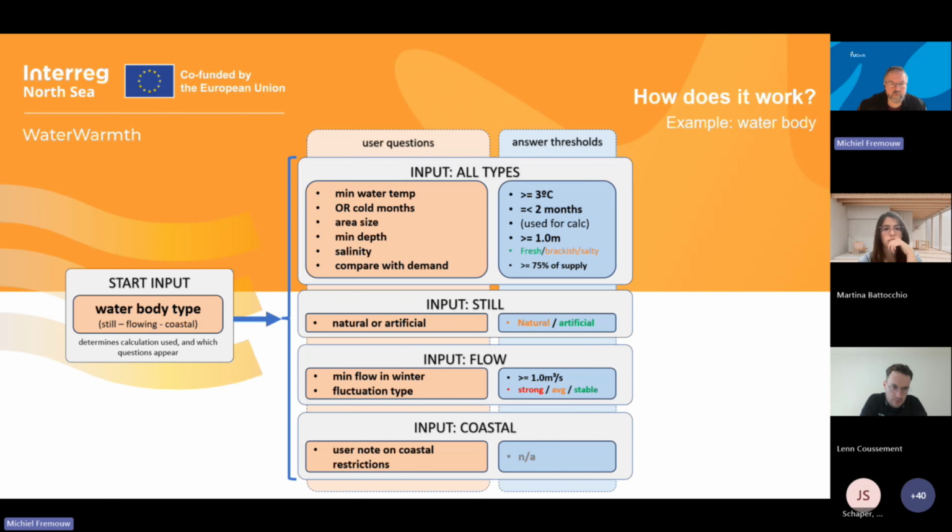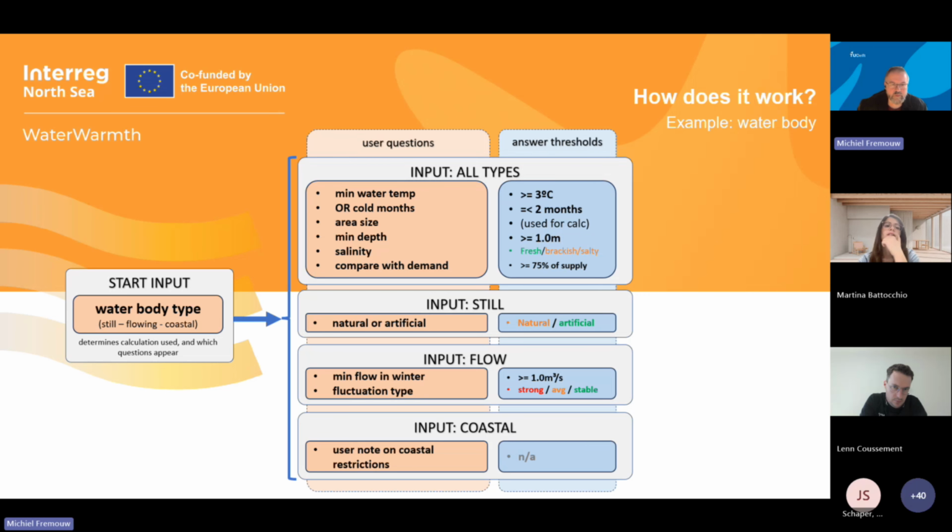You start with the water body type. It goes a little bit faster than intended. It's skipping things there. So the water body type itself is divided in 3 options: still, flowing, or coastal. Flowing can be a canal or a river with a flow, and coastal is, of course, anything at the coast. That determines which calculation is used. We ask questions. The tool has answer thresholds, and then it determines what your score is based on that.